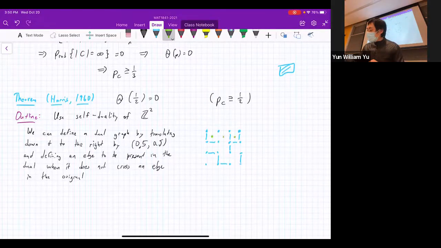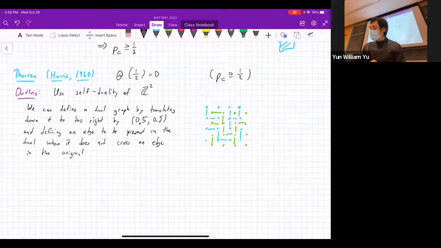And note that this gives you another copy of Z squared. If there is an edge here, then you don't draw the edge in the dual graph. So the dual graph is precisely complementary to the original graph. Note that I'm not drawing these edges here because I didn't draw out the original graph all the way out. But basically, from the original graph, you can define a dual graph on the same set of vertices, but with exactly the opposite set of edges. And this symmetry will become super important in our proof later.